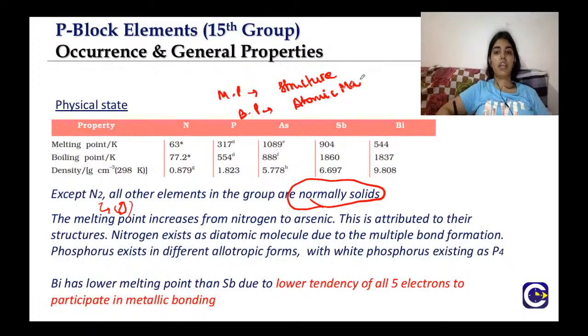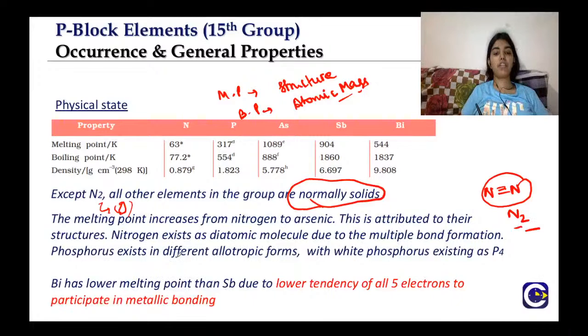Here, the melting point increases from nitrogen to arsenic, which is attributed to their structures. Nitrogen exists as a diatomic molecule, N triple bond N, so it exists as N2 in the elemental state, while phosphorus exists in different allotropic forms, which we have already done: white, black, red. And bismuth has a lower melting point than stibium, or antimony. Why? Because in bismuth, all 5 electrons do not participate in metallic bonding.